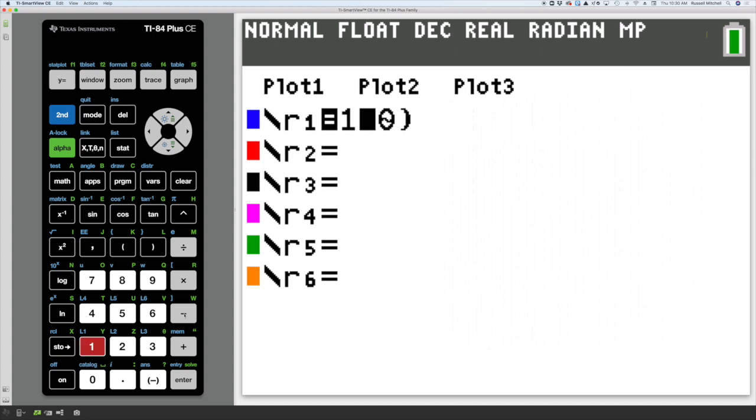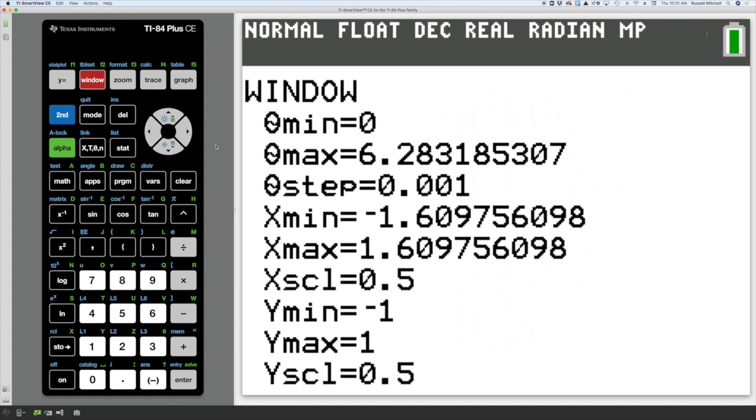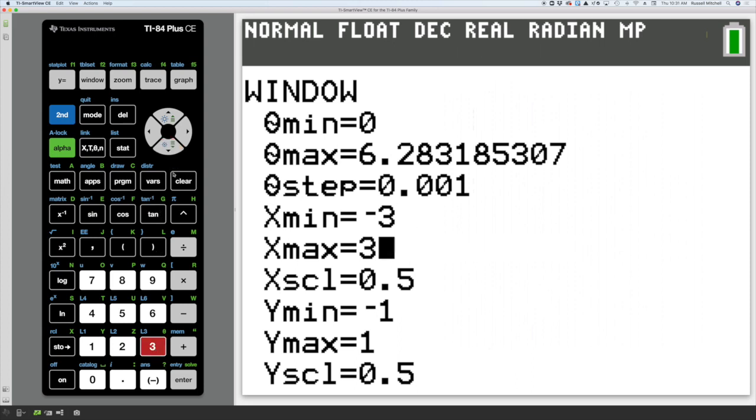All right. So another curve that we're going to see is this one: r equals 1 minus 2 cosine theta. So we're going to graph this one. Let's go to window. Let's go -3, 3. Scale by 0.5 is fine. Y min -3, y max 3, and 0.5. Okay, so let's graph this one.